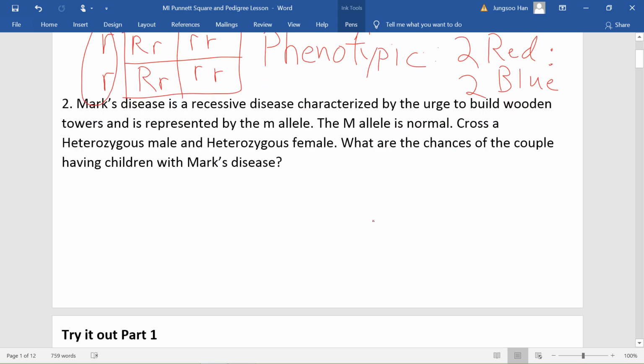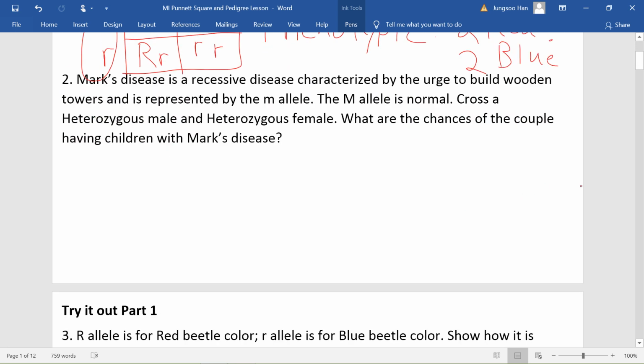Okay, so let's move on to the next problem. It says Mark's disease is a recessive disease characterized by the urge to build wooden towers and is represented by the little m allele. The big M allele is normal. Cross a heterozygous male and a heterozygous female. What are the chances of the couple having children with Mark's disease? First, let's identify the male and the female. They're both heterozygous, which means they have two different alleles.